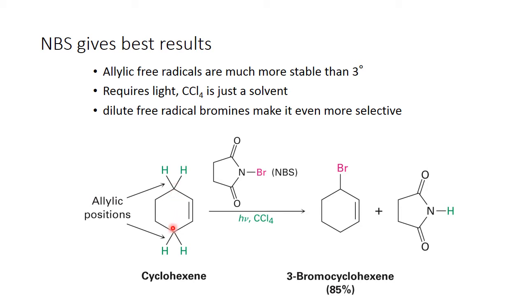these two positions. The other thing is when we use NBS, NBS generates very tiny quantities of the bromine free radical. And this tiny quantity of the bromine free radical that's generated is more selective than when you have a huge quantity. So by giving just a tiny quantity of the bromine free radical, we increase the selectivity.